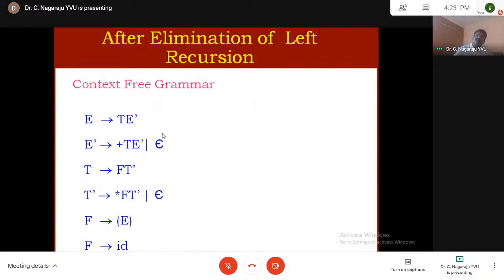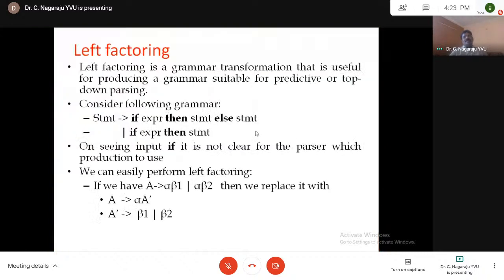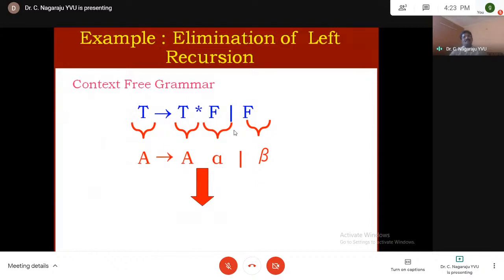Have you understood that? Left recursion is very, very important. Elimination of left recursion is also very, very important. Right? This is the left recursion of one thing. So this is the context-free grammar left recursion. Have you understood that left recursion?